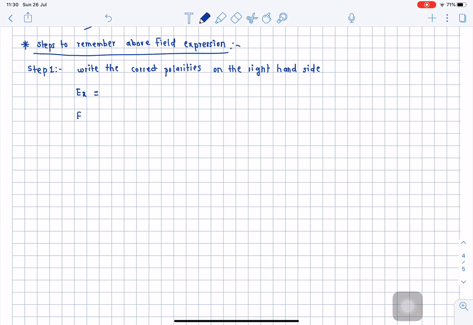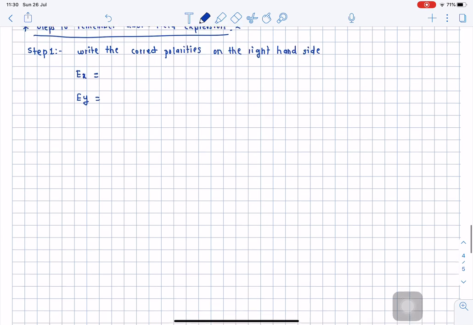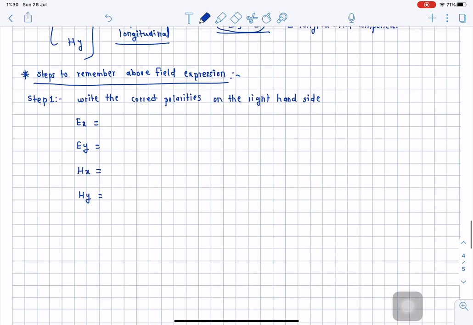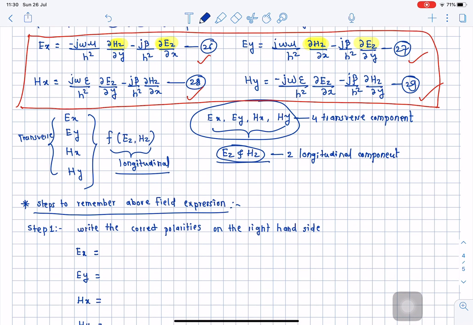After Ex we have the Ey component, right? After Ey you need to start with the Hx component, the magnetic field component, and then the Y component of the magnetic field. Okay, so what are the polarities of the terms? If you see equations 26 to 29, all these equations consist of two terms on the right hand side, first term, second term. Similarly here, first term and second term. Equation 28, first term, second term. Equation 29, first term and second term.